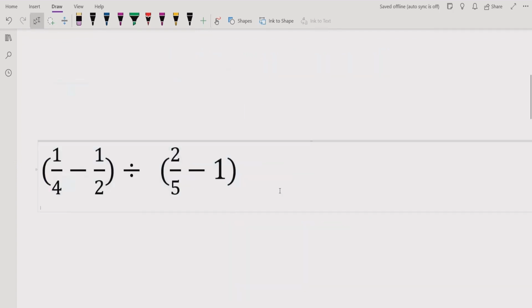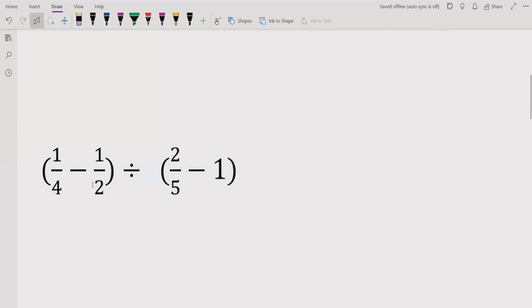As you can see, we have two types of terms. In the numerator we have a bracket, and in the denominator we also have a bracket with some fraction terms. So we have to solve these fraction terms and find out the result. So how can we solve? As you can see, we have 1 upon 4 minus 1 upon 2.